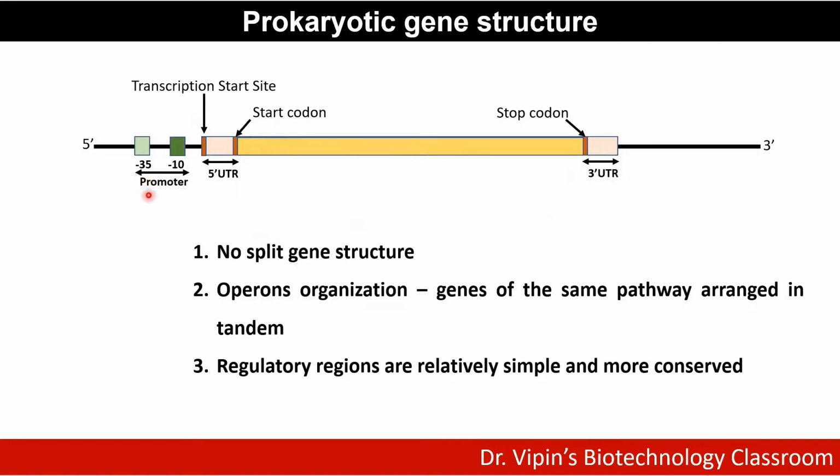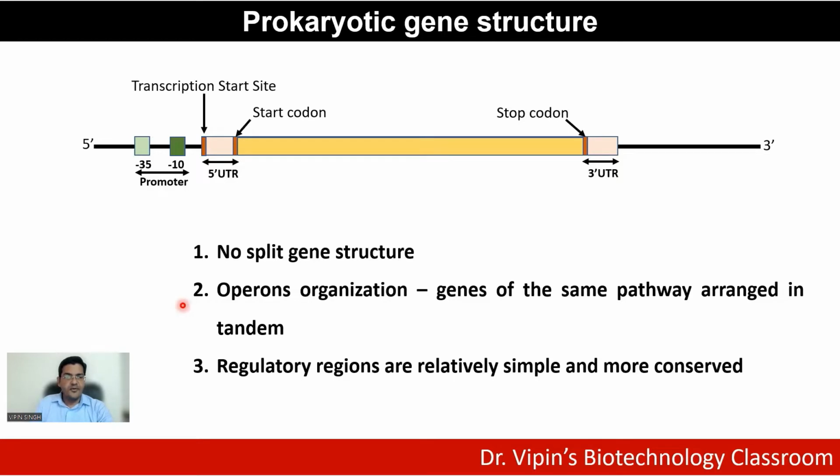At -10 and -35, you have promoter sequences, which are simple proximal control elements in prokaryotes. There is no split gene structure, which means the exon-intron structure is not found in prokaryotes. Another important point is that genes of the same pathway in prokaryotes are organized together into what are known as operons. So these are structurally and functionally clustered regions of genes. And then, of course, the regulatory regions are relatively simple and more conserved in prokaryotes. Therefore, genome annotation, or identifying protein coding regions, in a prokaryotic genome is a lot easier as compared to a eukaryotic genome.